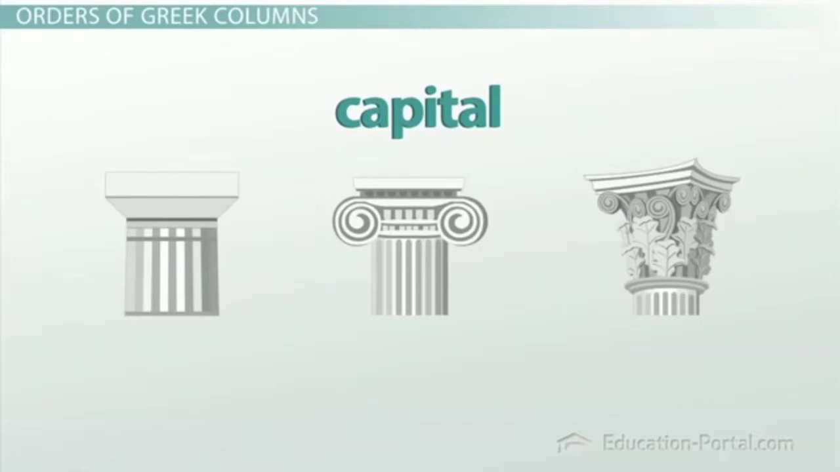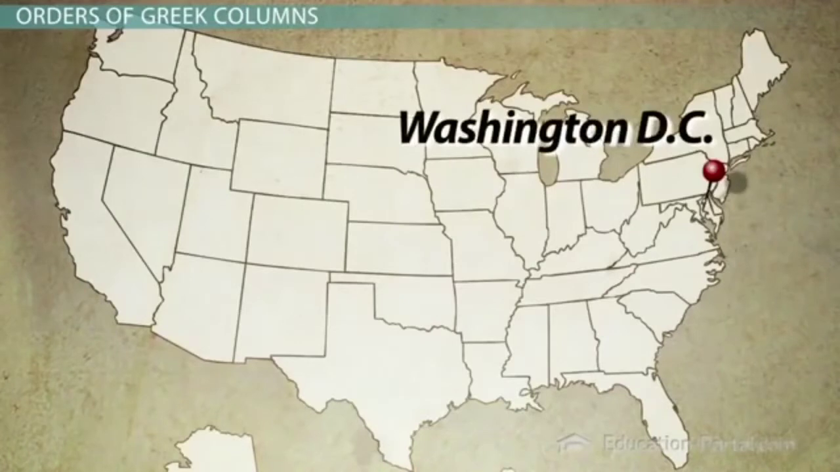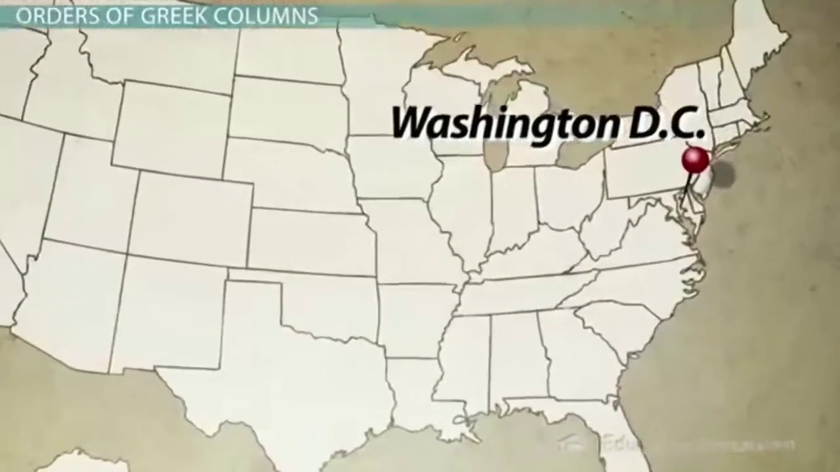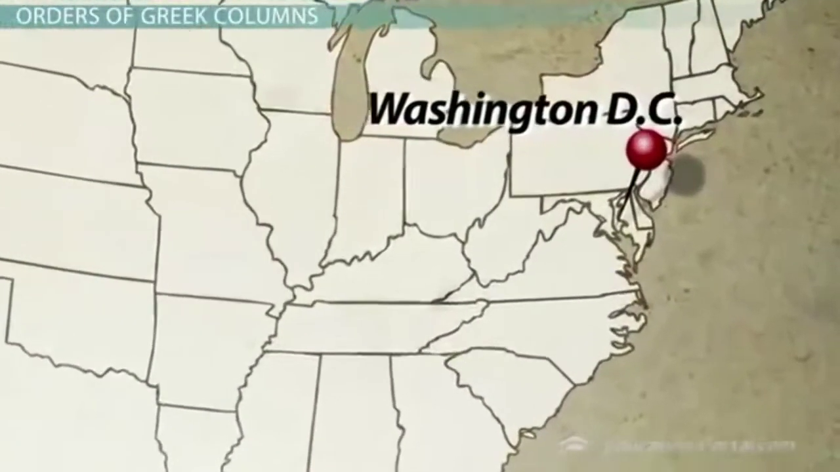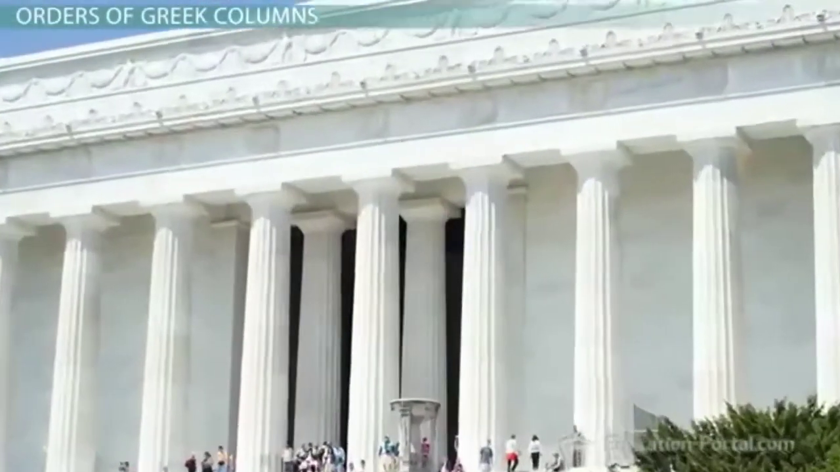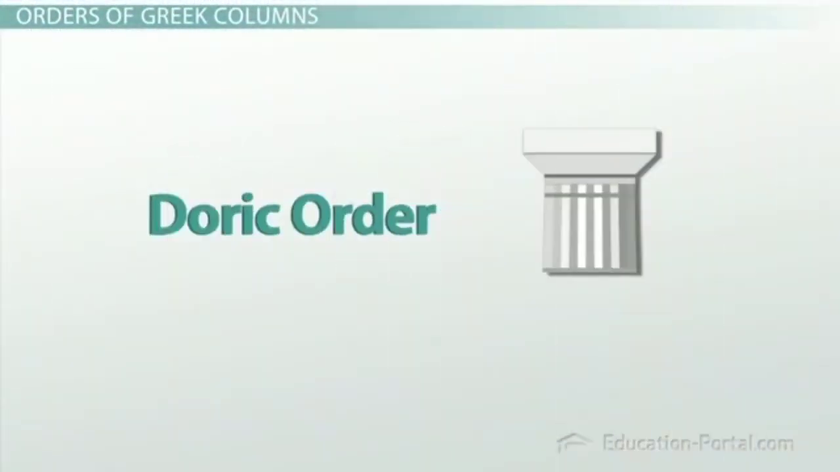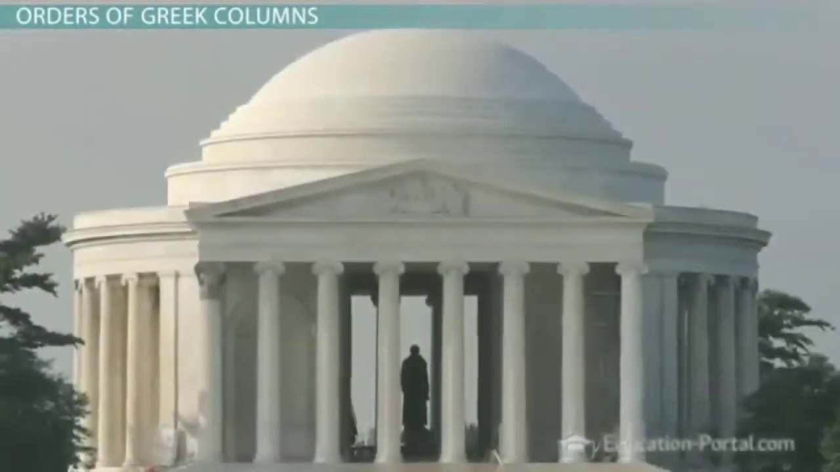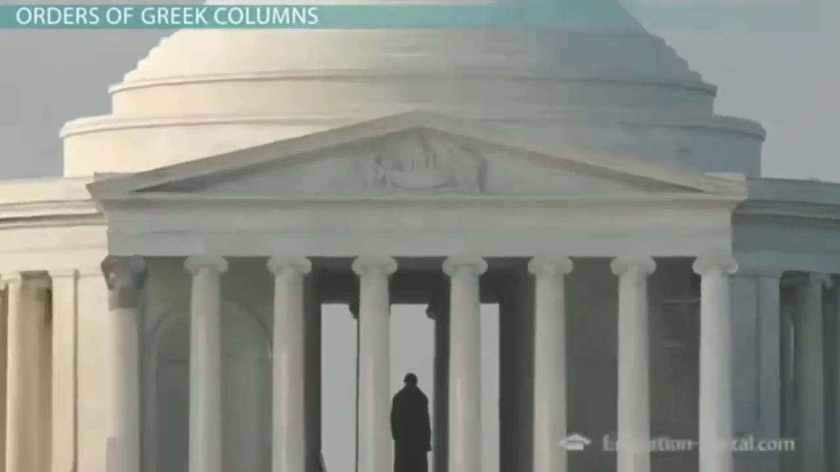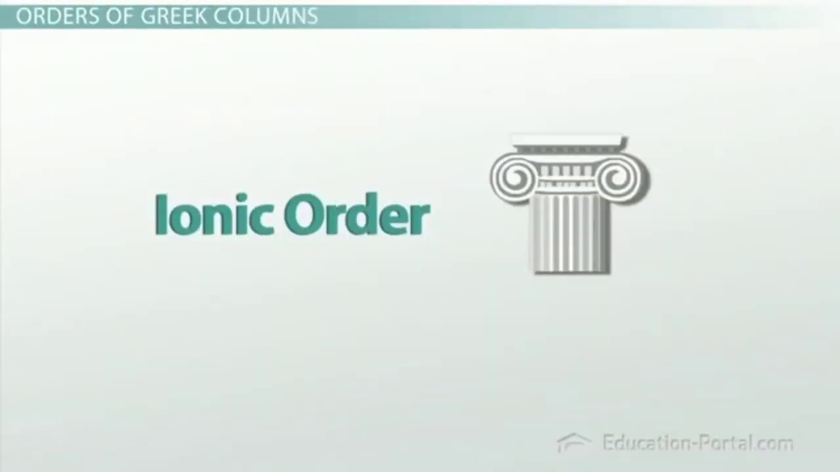And what better place to learn about column capitals than at our nation's capital? For of all the world's cities, none is more indebted to classical Greek architecture than Washington, D.C. Let us start with the Lincoln Memorial. Look at those lovely columns. These are columns of the Doric order, the simplest of the Greek columns, with a tapered disc supporting a square top. Now let's skip along to the Jefferson Memorial. See those little curlies at the top? That tells us that these are columns of the Ionic order.